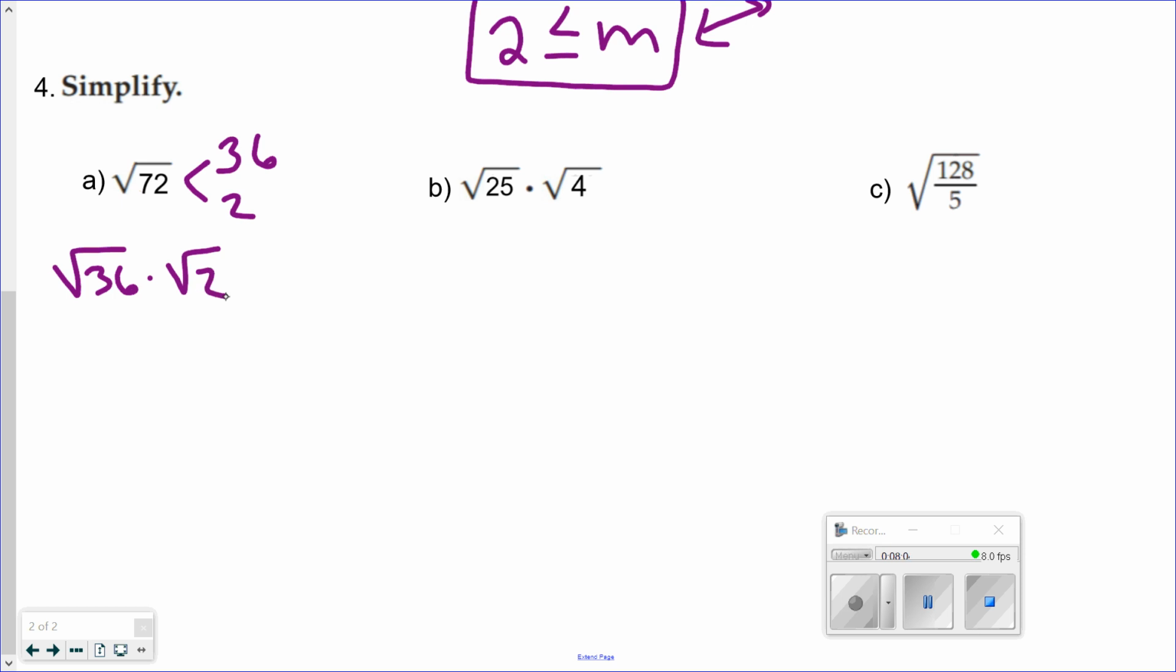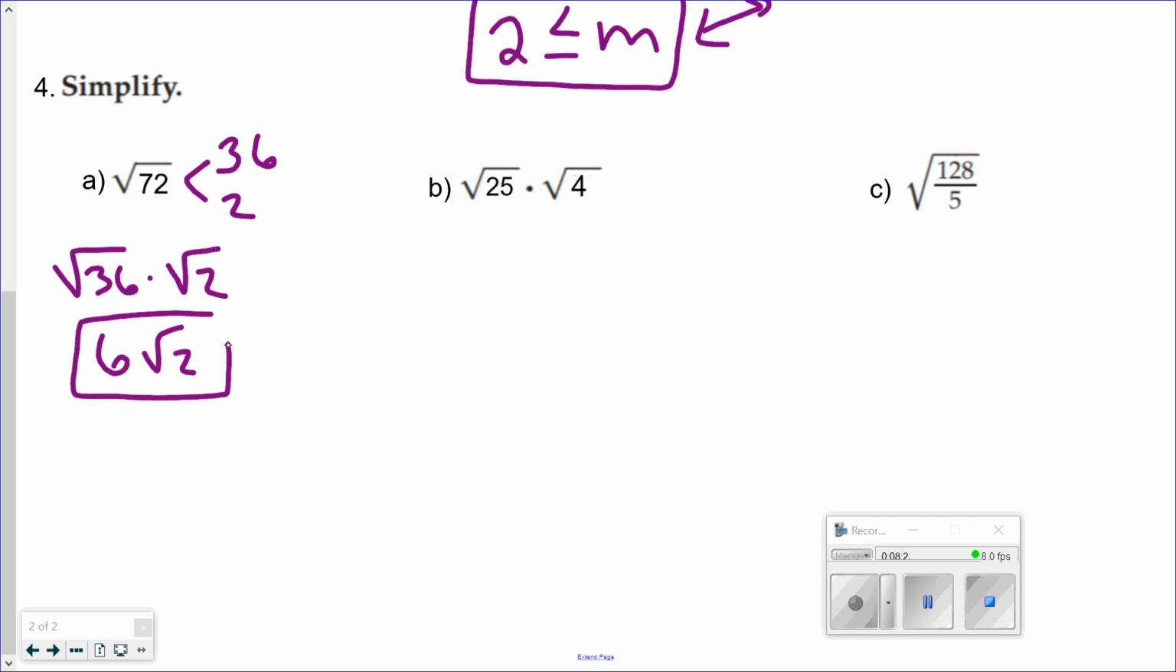So if I rewrite this, the square root of 36 times the square root of 2, well, which one simplifies? The first one. The square root of 36 is 6, and radical 2. That's my answer. And if I plug the square root of 72 in my calculator and 6 times the square root of 2 in my calculator, you will get the same number, the same decimal.